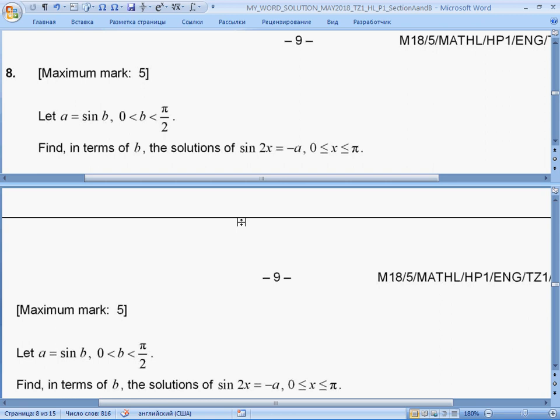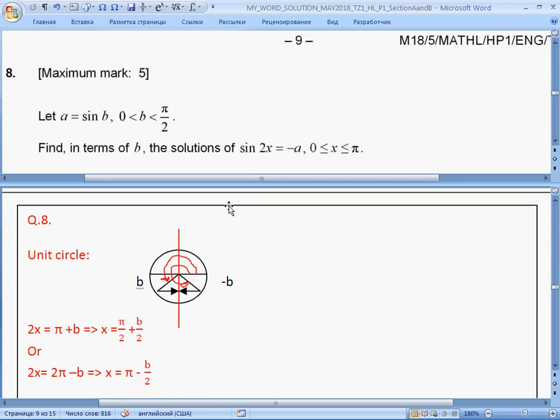Question 8. Let a be sine b, b between 0 and pi over 2. Find in terms of b the solution of sine 2x equals minus a, x between 0 and pi. So if x is between 0 and pi, 2x is between 0 and 2 pi, and because a equals sine b, sine 2x equals minus sine b, or sine of minus b.